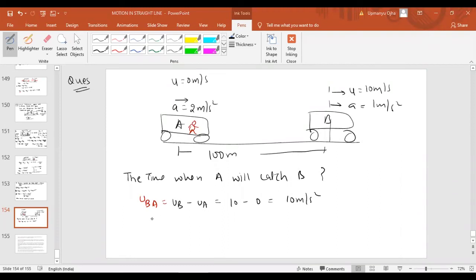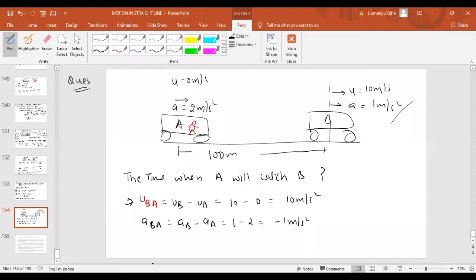Now what is the acceleration of B with respect to A? That is the acceleration of B minus the acceleration of A. That is 1 minus 2, which means minus 1 meter per second square. Correct? This is the initial velocity I'm finding here, and this is the relative acceleration.